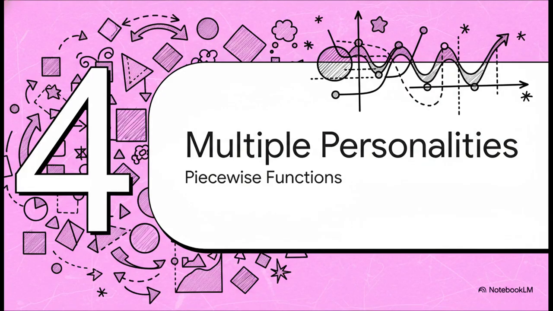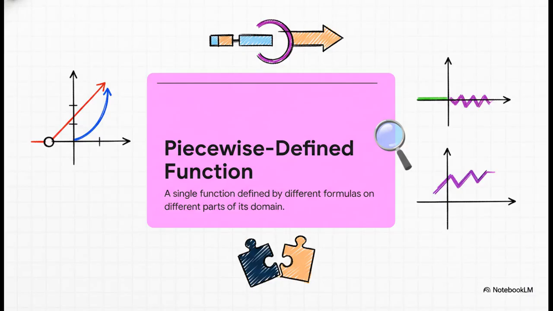All right, so think about this. Every function we've seen so far has followed one single rule for its entire existence. But what if the rules could change partway through the game? For that, we need a special kind of function, one that has multiple personalities. And that's exactly what it's called, a piecewise-defined function. The name says it all, right? It's one single function, but it's defined in different pieces. It follows one formula for a while and then, bam, it switches to a completely different one.